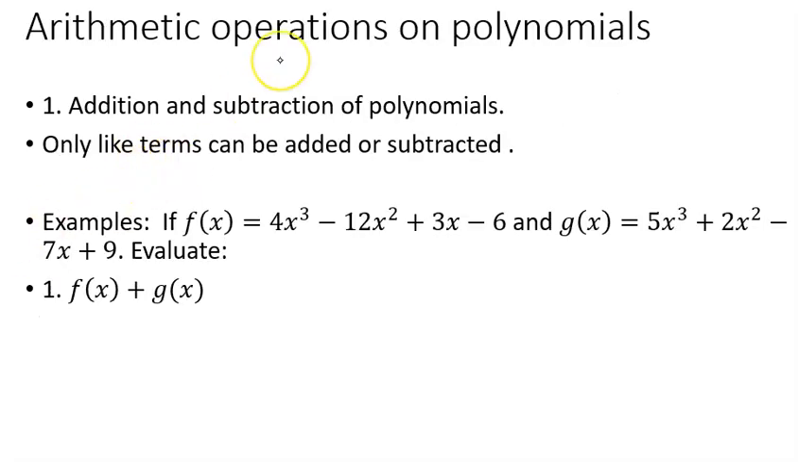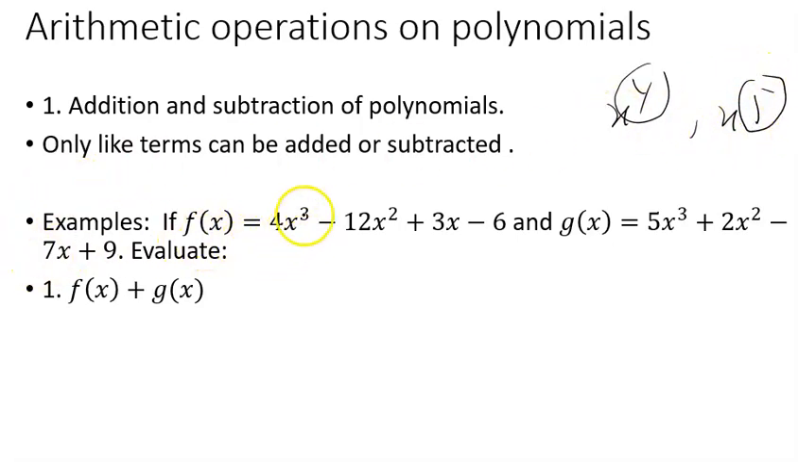The next is, let's perform some arithmetic operations on polynomials. That is how to add and subtract, then multiply them, then divide them. The first is addition and subtraction of polynomials. The rule is, only like terms can be added or subtracted. So when you have s power 4 and s power 5, you can't add them because the powers are different. Like terms share the same powers.